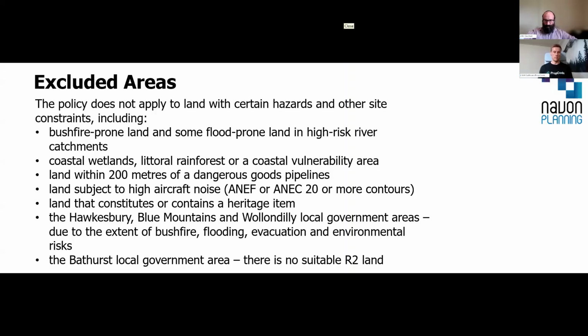Naturally, if the property is heritage listed, you can't apply the LMR in that case. If the property is in a conservation area, though, the LMR does apply. It is switched on. And there are other areas too, as you can see in these bullet points, where it's excluded.